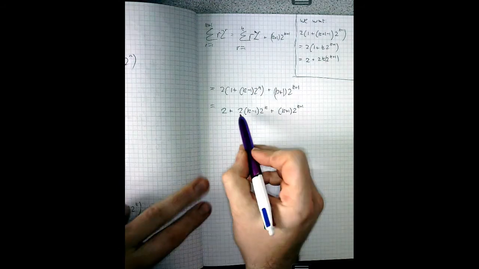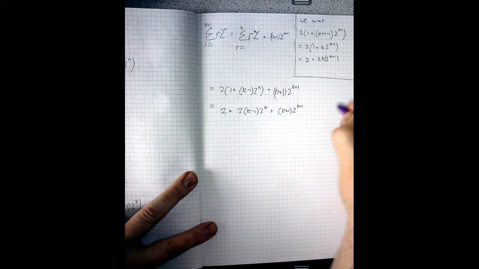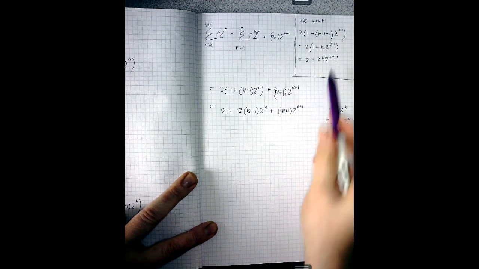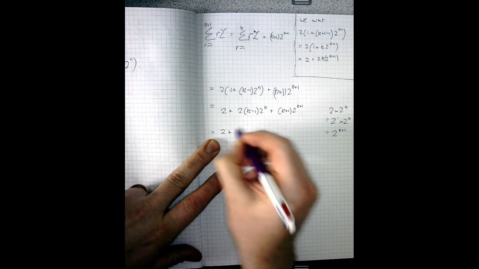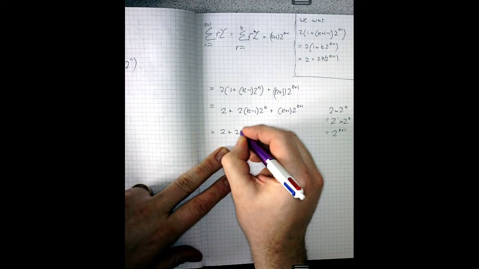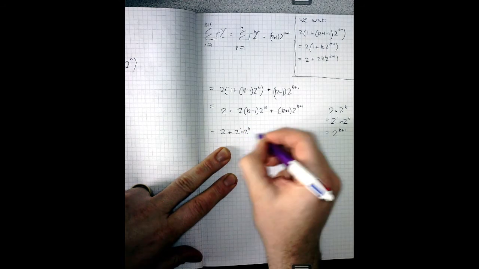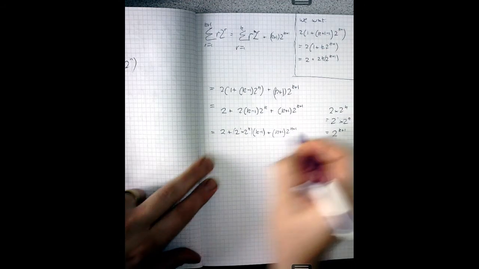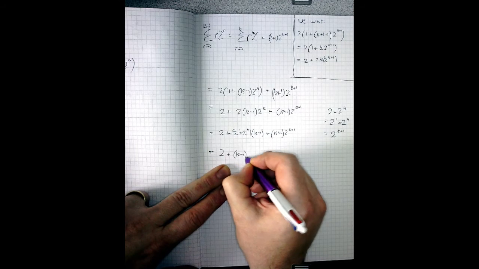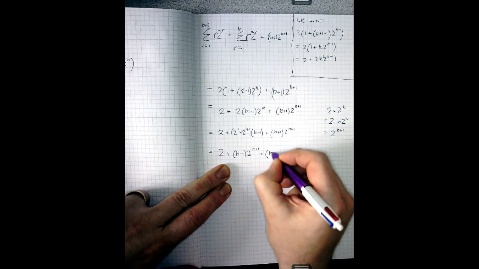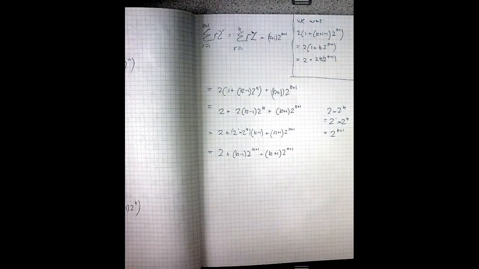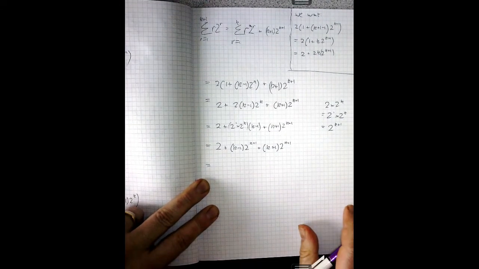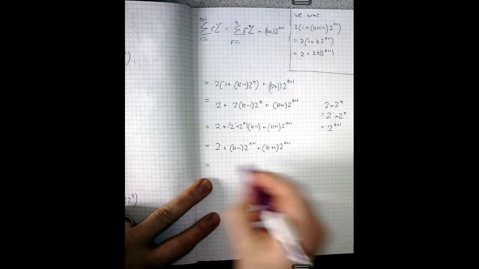Now 2 times 2 to the k, that's just 2 to the 1 times 2 to the k, and of course I have my powers, so that's 2 to the k plus 1. So I can get my 2 to the k plus 1 term here. So 2 add 2 times 2 to the k times k minus 1 plus k plus 1 times 2 to the k plus 1: 2 plus k minus 1, 2 to the k plus 1, plus k plus 1, 2 to the k plus 1. I think this sort of exercise is where it's good to have a video, because you can pause, you can watch again, you can get your head around each line in your own time.